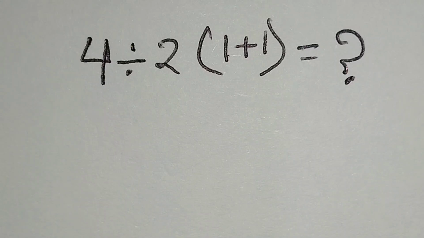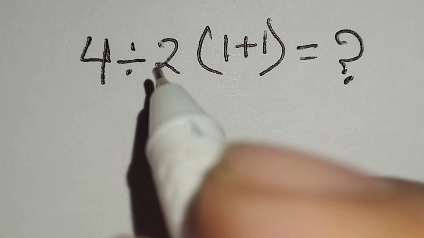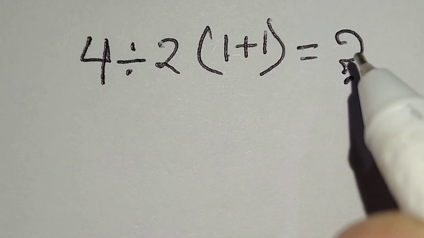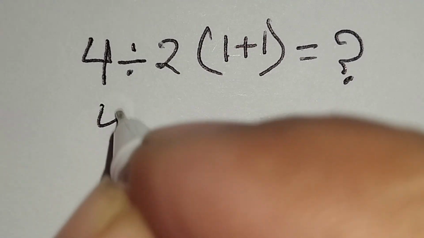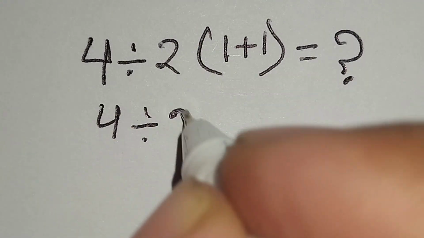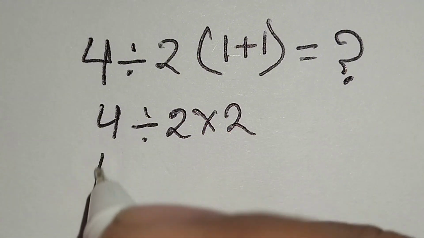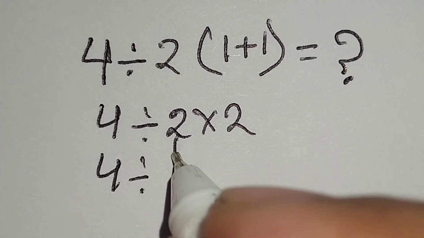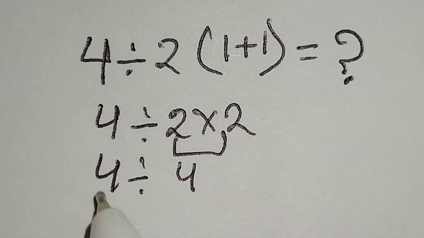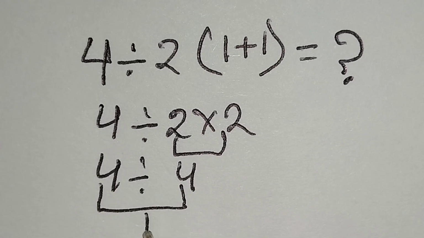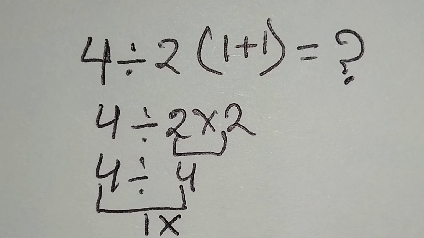Hi guys, this is a nice math problem. 4 divided by 2(1 plus 1) is equal to what? Here, 4 divided by 2 multiplied by 1 plus 1 gives us 2. 4 divided by 2 times 2 gives us 4. 4 divided by 4 gives us 1, but it is not correct.